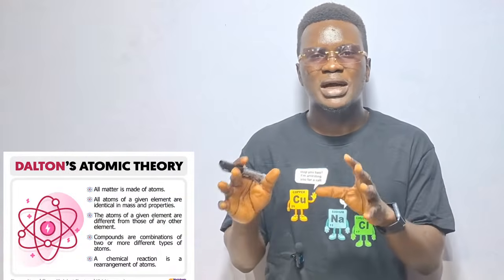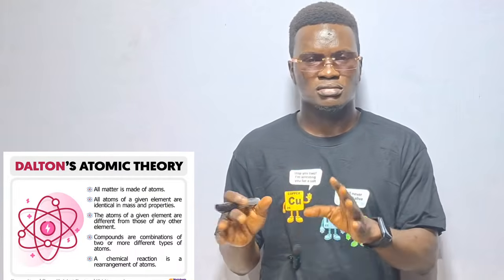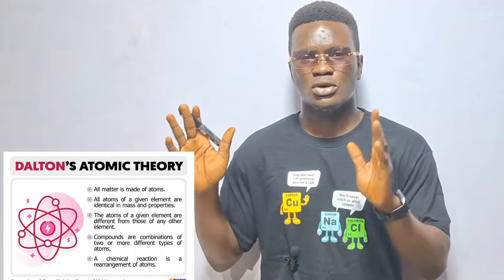He just gave it as an assumption, so to say. But someone came later, and the person is called John Dalton. John Dalton talked about the structure of the atom. He was the one that now told us a whole lot of things about the atom. John Dalton says that all matter is made up of atoms. Everything you have in the universe is made up of atoms.